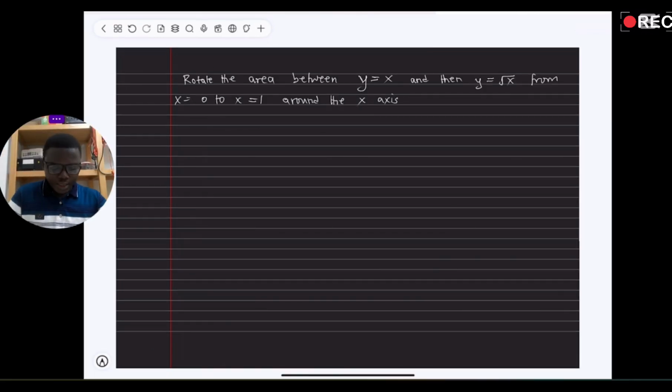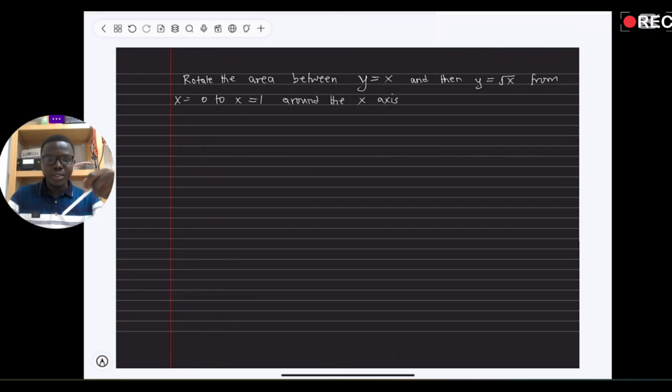So our next question is showing over there, and as you can see on the screen, it's: rotate the area between y equal to x and y equal to square root of x from the boundaries, which is x equal to 0 to x equal to 1, around the x-axis. So in our previous question, we were rotating only one function, that is y equal to square root of x. But in this question, we are rotating our two functions.